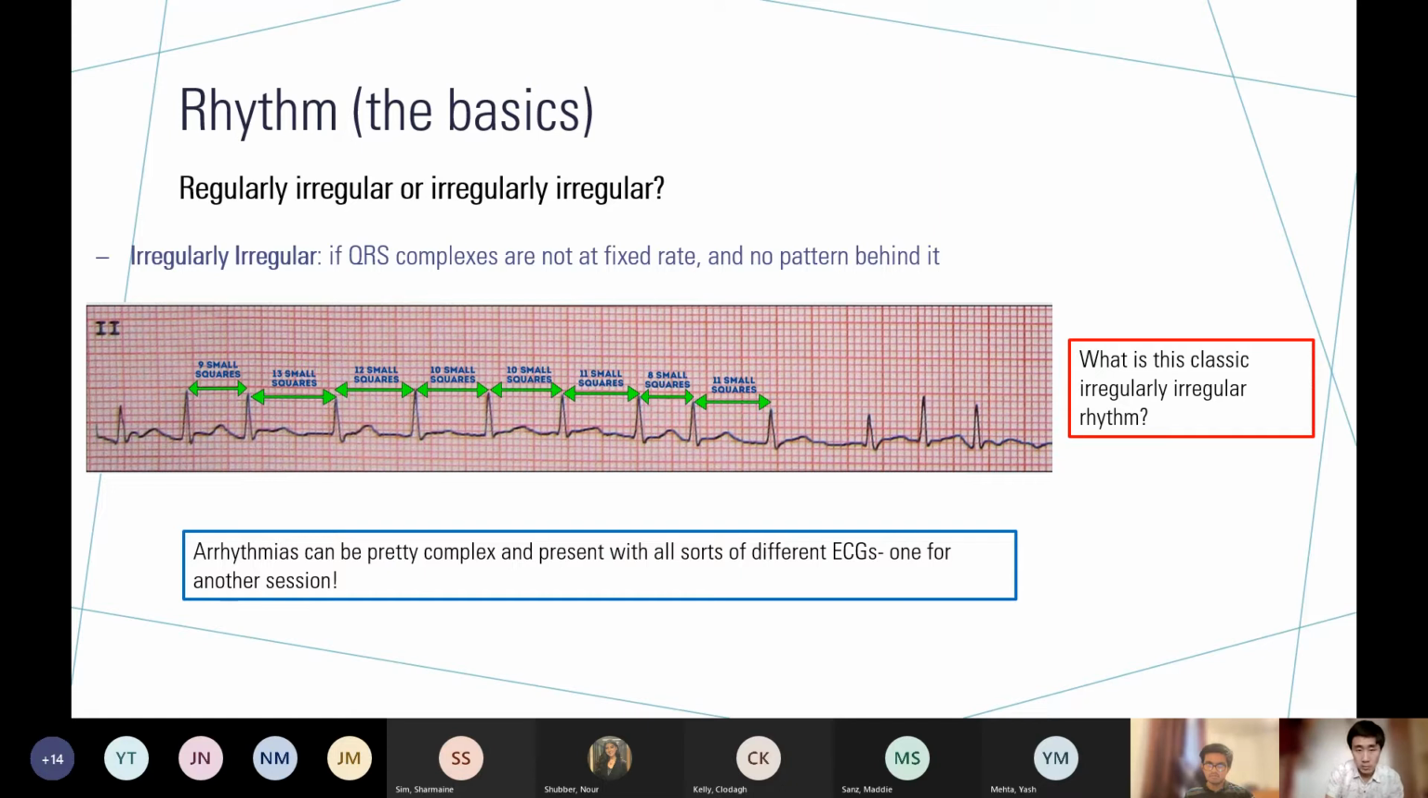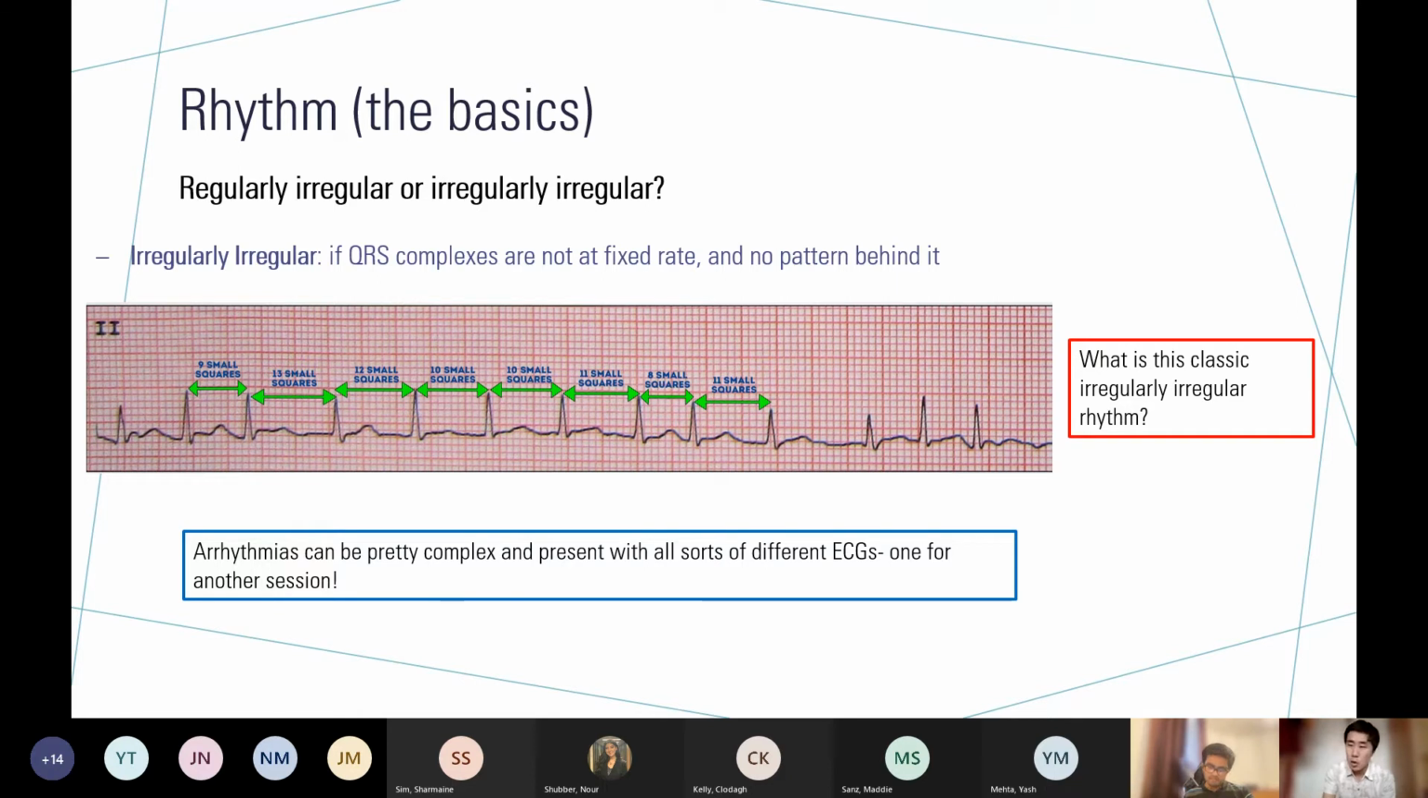And this is an example of a very classic irregularly irregular rhythm, which PassMed uses as an almost sort of buzzword for a certain condition. Can anyone tell me what's the classic irregularly irregular rhythm? Oh yeah, very good, atrial fibrillation.